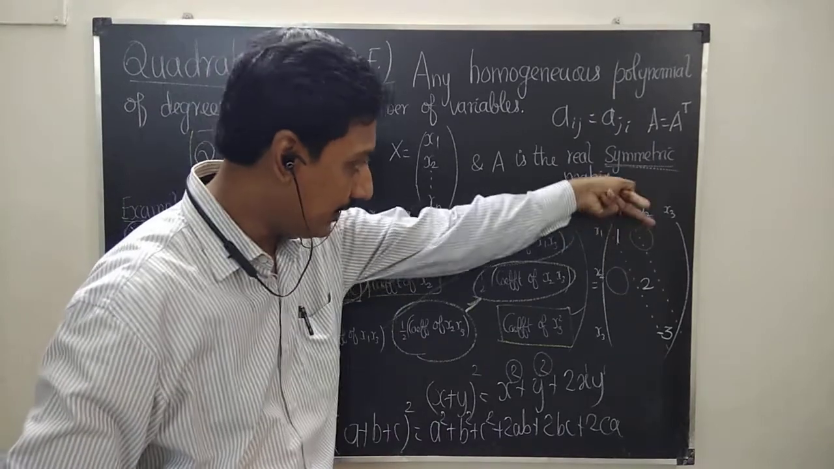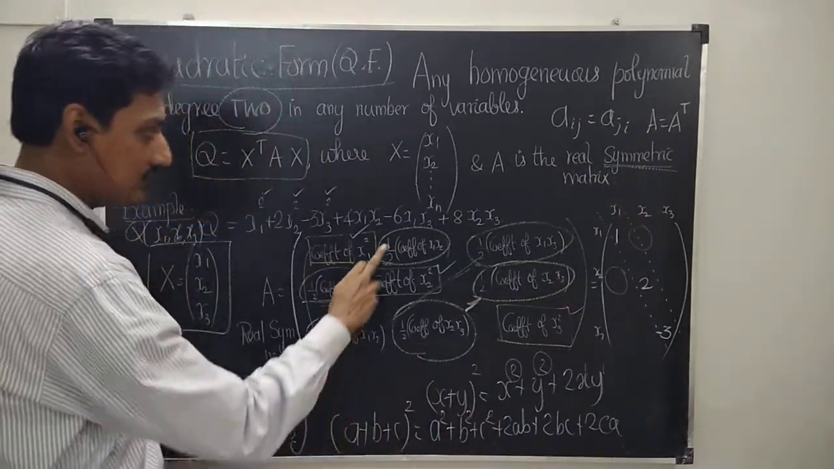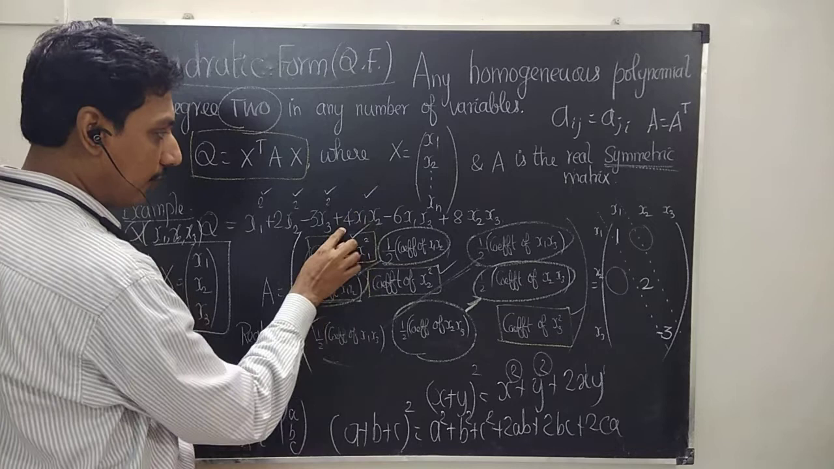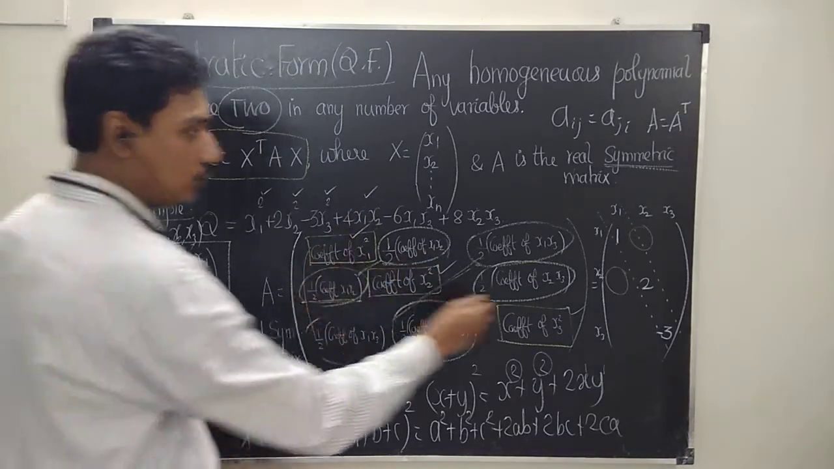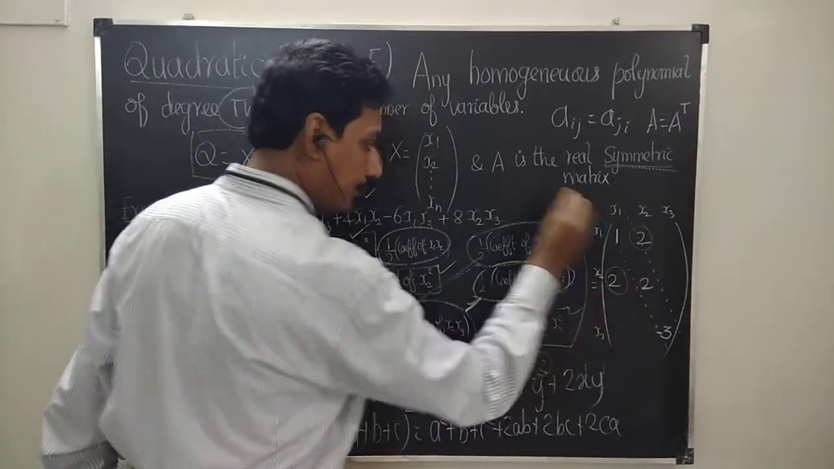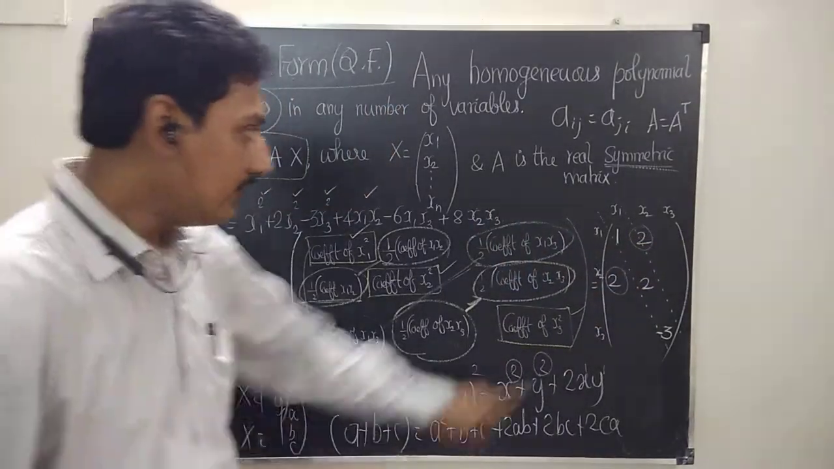It is repeated twice, so we divide by 2. So what's the coefficient of x1, x2? It is 4. Divide by 2, so that is 4 by 2, which is 2. So 2, 2. Right?